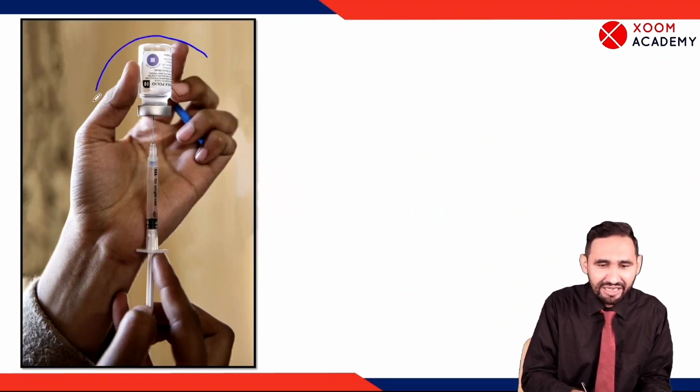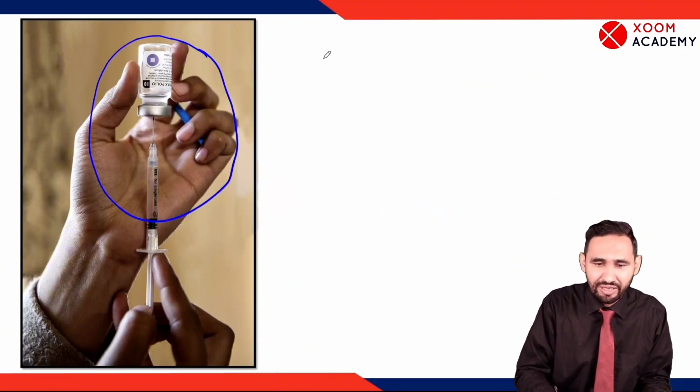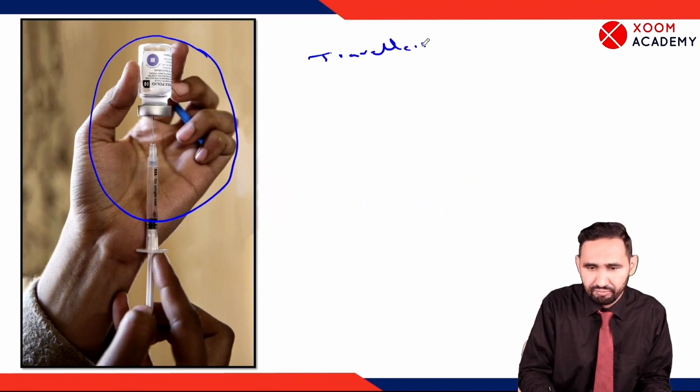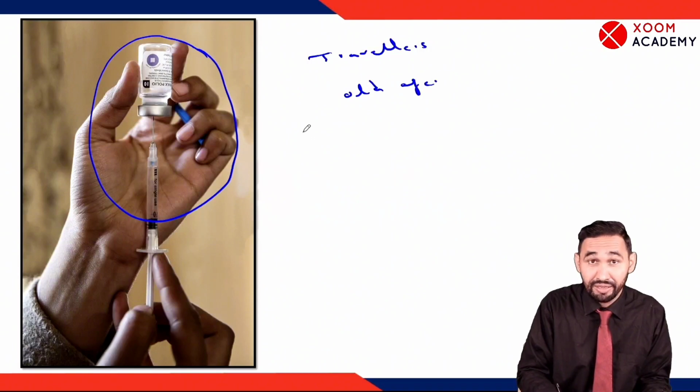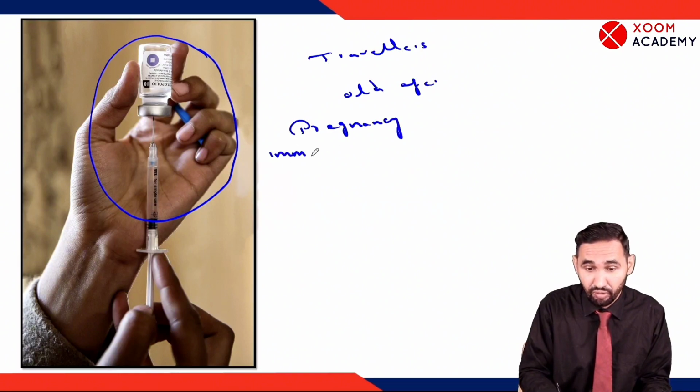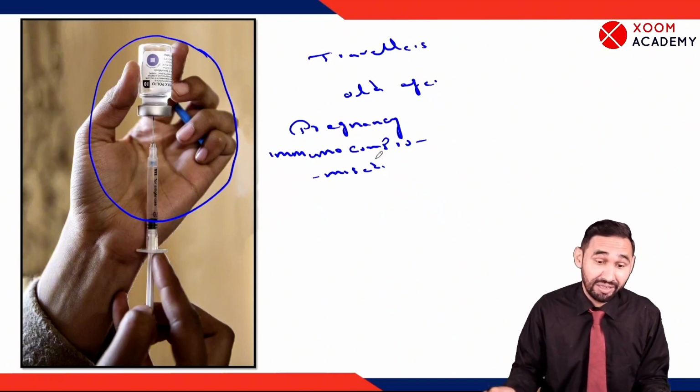Inactivated vaccine or injectable vaccine is given to travelers or at old age. It is safe in pregnancy. It is safe for immunocompromised people. Those who are immunocompromised can be given inactivated polio vaccine, but it is hard to administer.